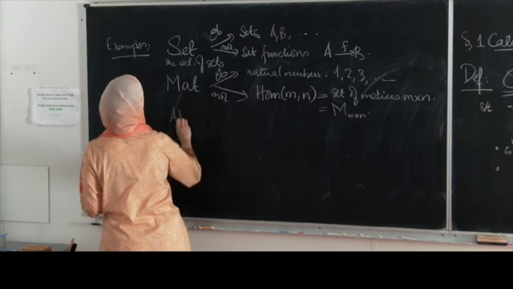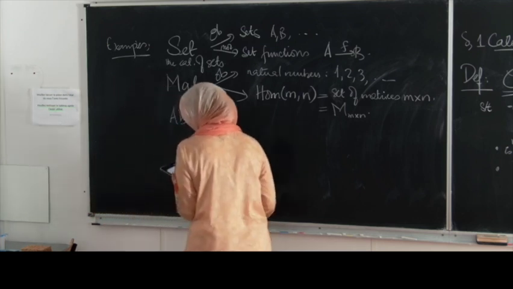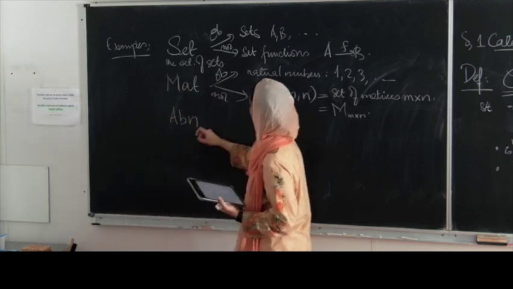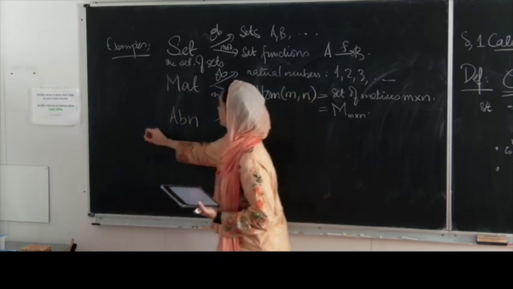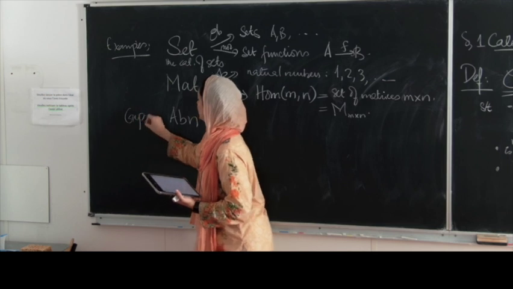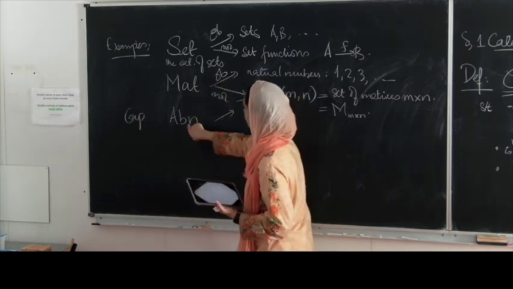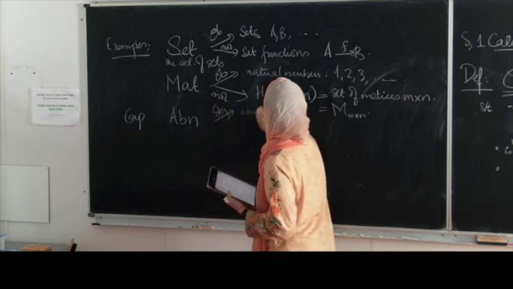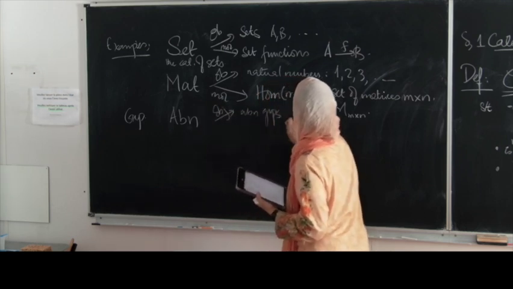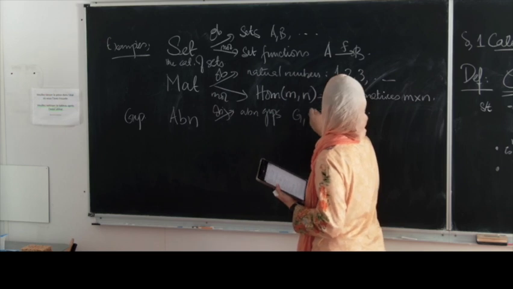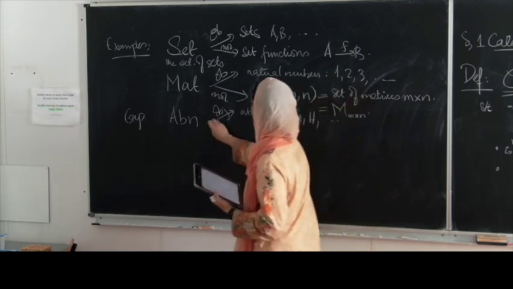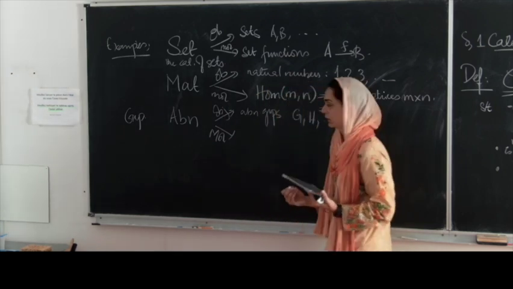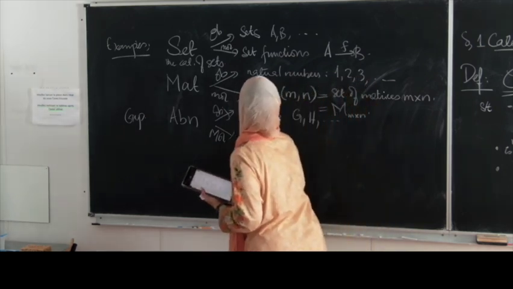Then something familiar from algebra is the category of abelian groups. Of course, you can also think about the category of groups and the category of abelian groups. So the objects are abelian groups G, H, and so on. And of course, you guessed it right, the morphisms ought to be group homomorphisms.